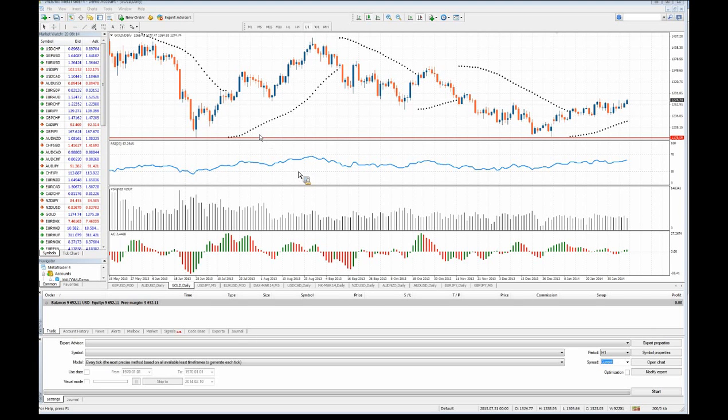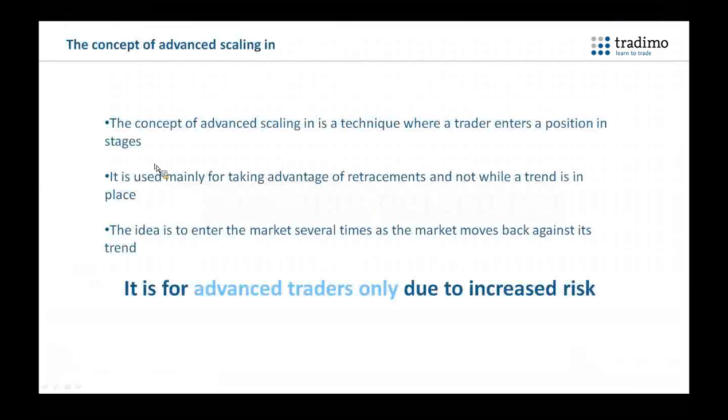So if we pop up to the advanced scaling in, hi Gio, Elena, how's it going? If we pop up to our presentation, you can see I've done you a nice little presentation, guys, that you can take away with you. Now, advanced scaling is very, very simple. It's a technique where a trader enters a position in stages.